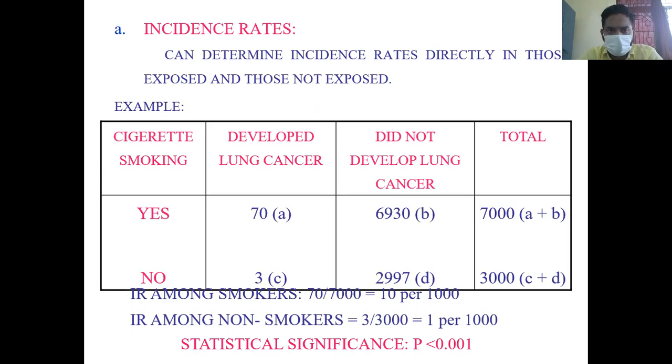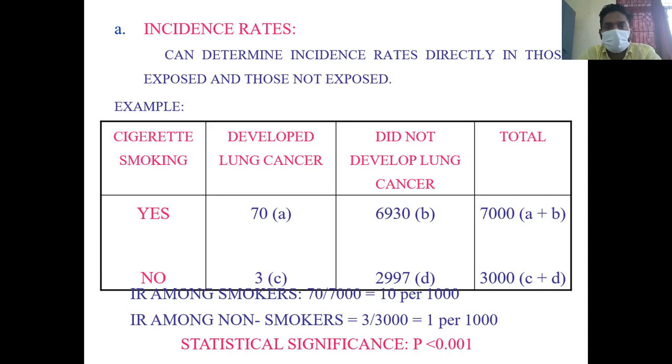Okay, so how do we calculate incidence? Here there is an example. Incidence rate can be determined directly in those exposed and those not exposed. Okay, so here you can see a 2 by 2 table which shows the relation of smoking and lung cancer.